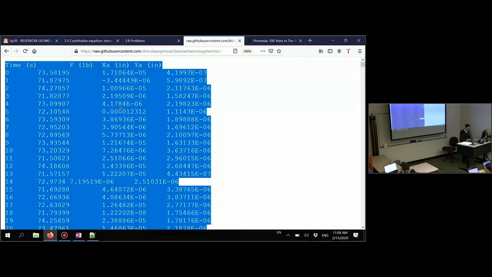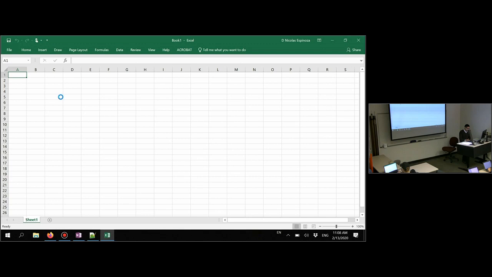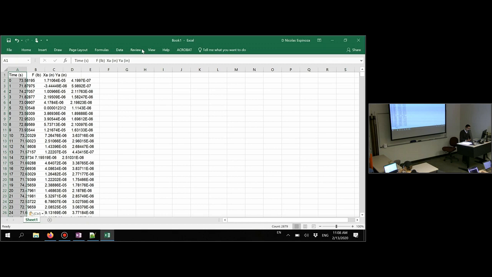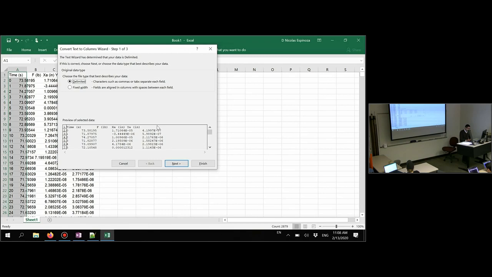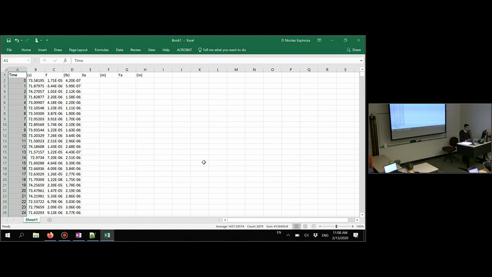I'm going to open it in Excel. You can use any software you want. I'm going to paste it. It's not separated, so I need to convert this from text to columns, and you already know how to do this. You can also download the file and then import the file as data. Whatever you find better. And now I have my data in columns.